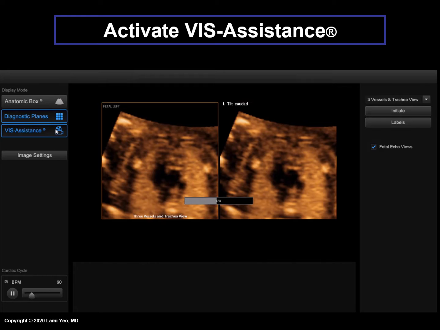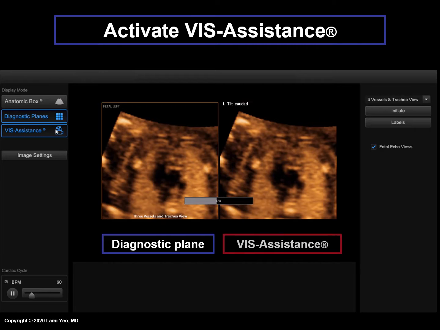Next, the VISA assistance video clip will load, and this is shown by the gray bar. There are always 2 images in the panel. The left image always shows the original diagnostic plane and is labeled at the bottom. In this example, it states 3 vessels and trachea view. The original diagnostic plane image will stay the same throughout the VISA video clip and is shown as a reference.